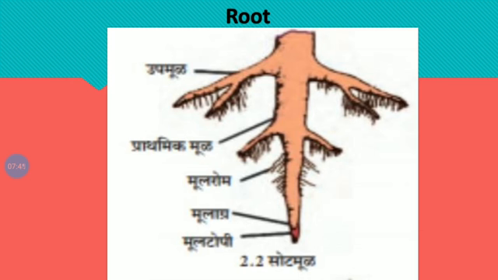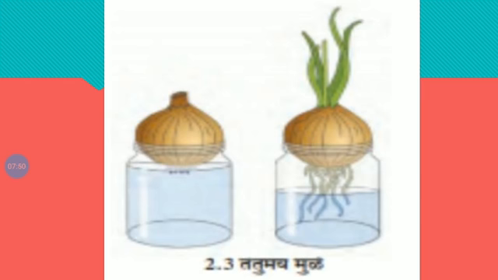Second one, take a glass jar and fill 3/4 of it with water. See in the picture. Place an onion on the mouth of the jar in such a way that its roots are towards the water. Observe the growth of the roots for 8 days. Thread-like or fiber-like roots arising from the stem are called fibrous root.